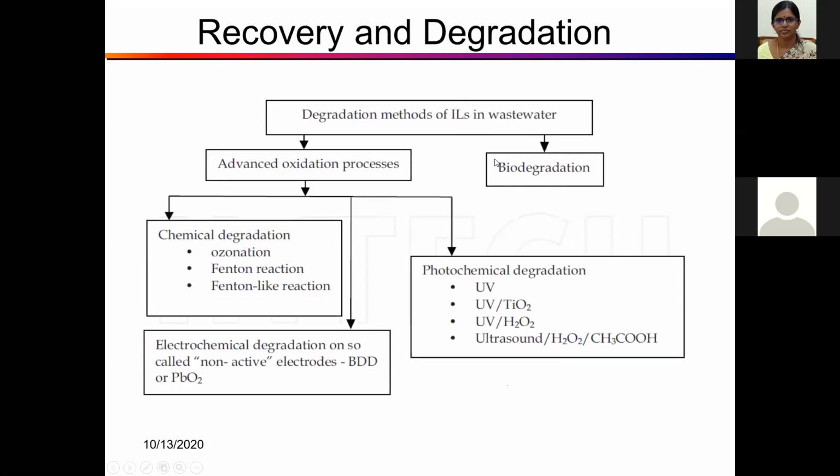There is not much scope on the biodegradation side. In advanced oxidation processes, you can have chemical degradation, photochemical degradation, and electrochemical degradation. In this category, you can split this material using ozonation, Fenton reaction, and so on.